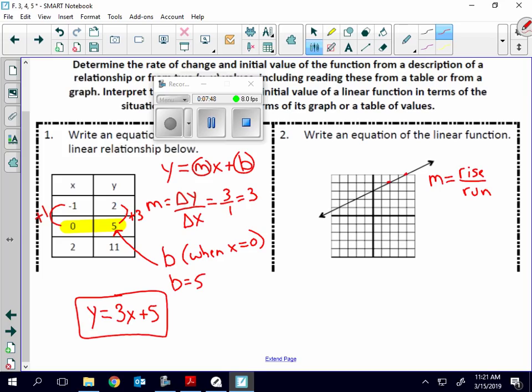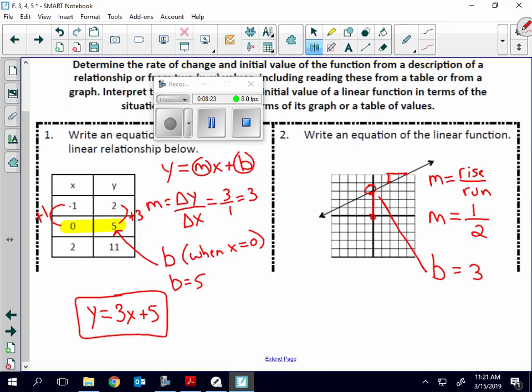Okay? Here I'm going up 1 and right 2. Rise over run. Rise first. Rise goes on the top. Okay, so that's our slope, 1/2. And the b is when x equals 0. What does y equal? Right here. It's 3. 1, 2, 3. Yep. b equals 3.